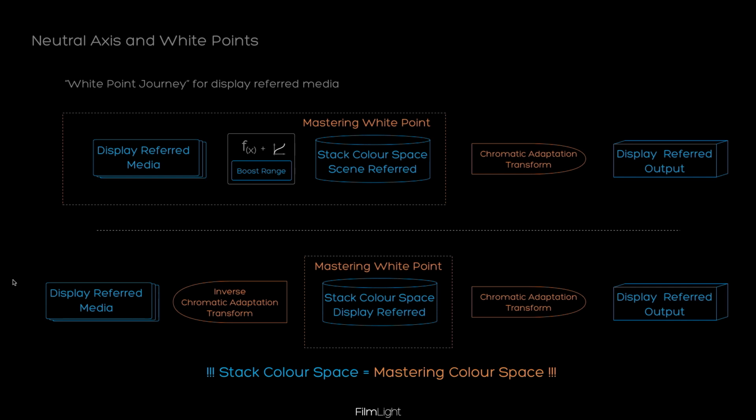The second scenario is essential if you want to import your display referred material into the scene faithfully. The input and stack color space are both display referred. Here, Truelight Colour Spaces performs a correct chromatic adaptation to maintain the original neutral axis inherent in the media. If you set the stack color space to match the mastering color space, you get the correct chromatic adaptation on input and output so that the material looks as intended on your final display.